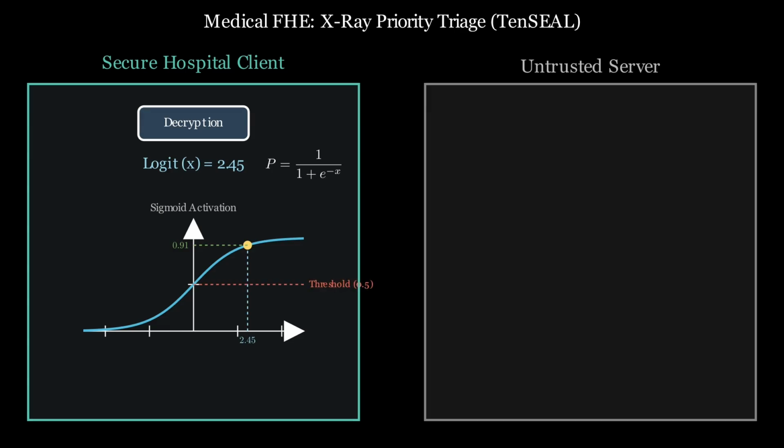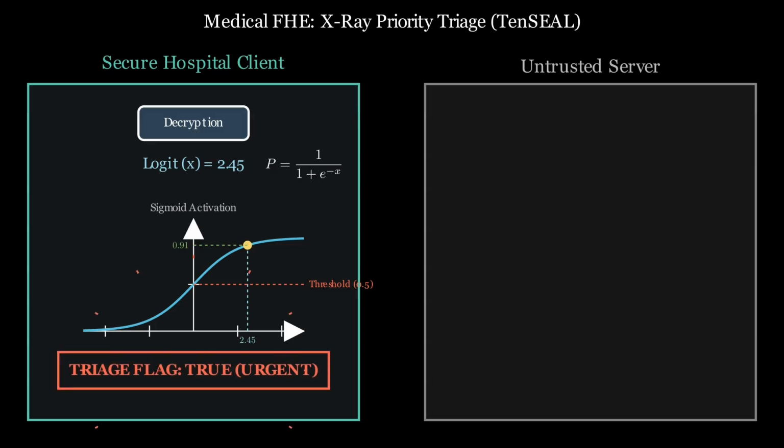With the probability established, the system makes a deterministic clinical decision. For this specific medical model, the diagnostic threshold is set at 0.5, represented by the red dashed baseline. Any probability above this line demands immediate medical attention. As you can clearly see, our patient's probability sits well inside the critical zone. The local system instantly triggers the response logic, flagging the patient as urgent.